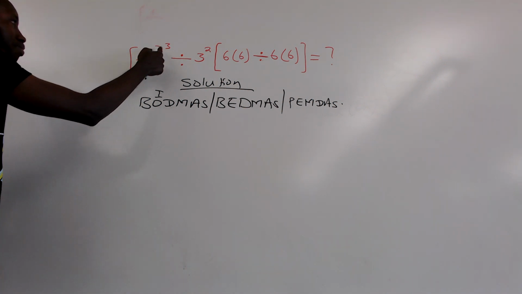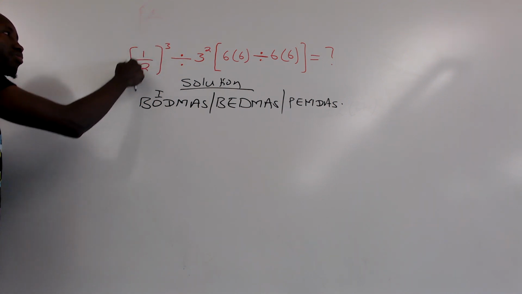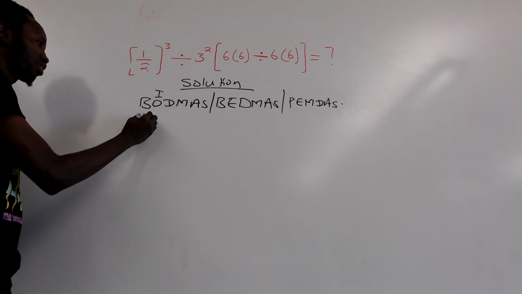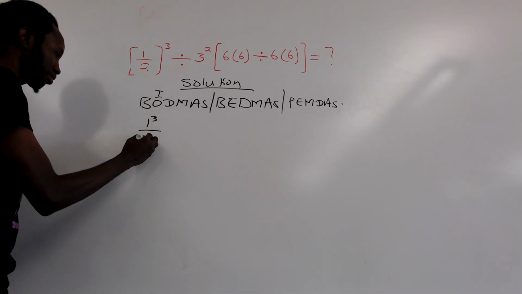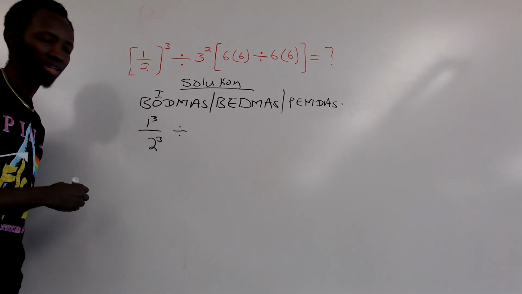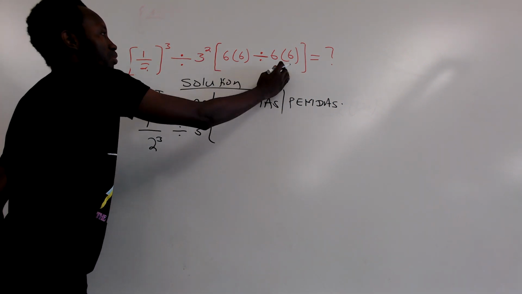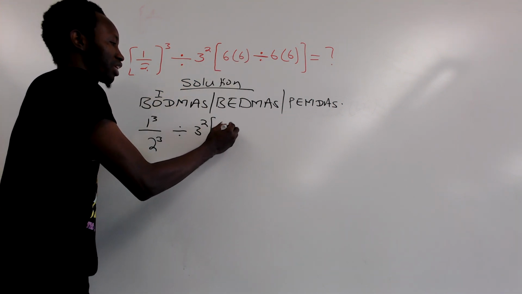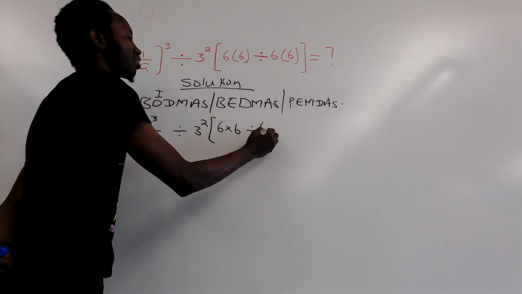If we remove these, this power 3 is affecting this 1 upon 2. It simply means this fraction is repeatedly multiplied up to 3 times, which implies 1 raised to the power 3 divided by 2 raised to the power 3. So we have removed the bracket for this first set of numbers, and we rewrite the division sign. Moving again, 3 squared times, if we remove this bracket, it's going to be 6 times 6, and we rewrite the division sign. Here again, we remove the bracket to get 6 times 6.